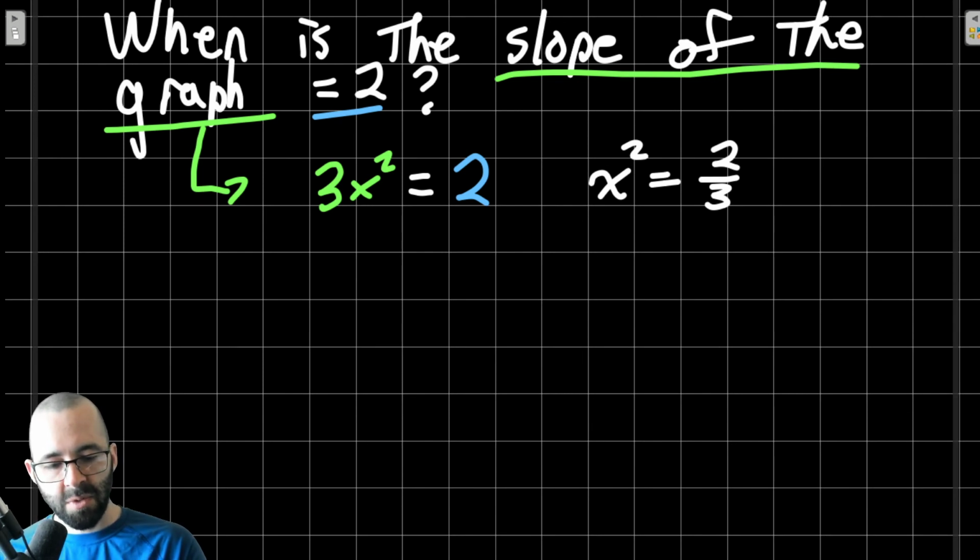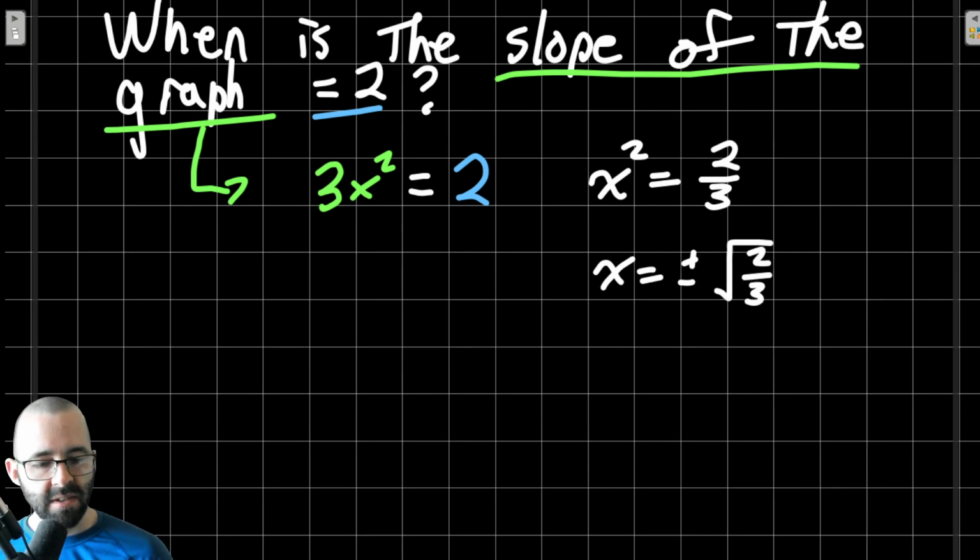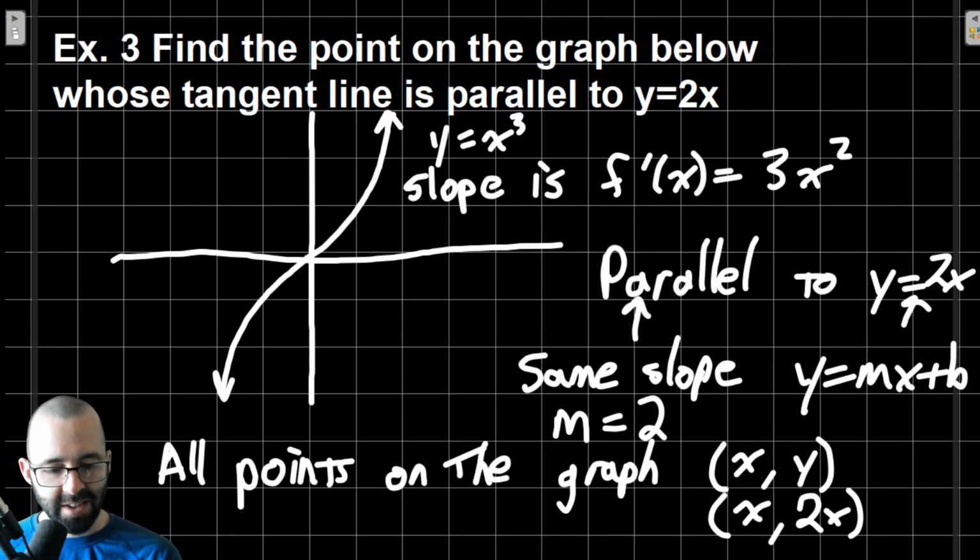We square root both sides. Remember, when you square root both sides of an equation, you do need a plus or minus. Plus or minus square root of 2/3. I'm actually getting really nervous. Did I make a mistake here? I didn't think the answer was so messy.